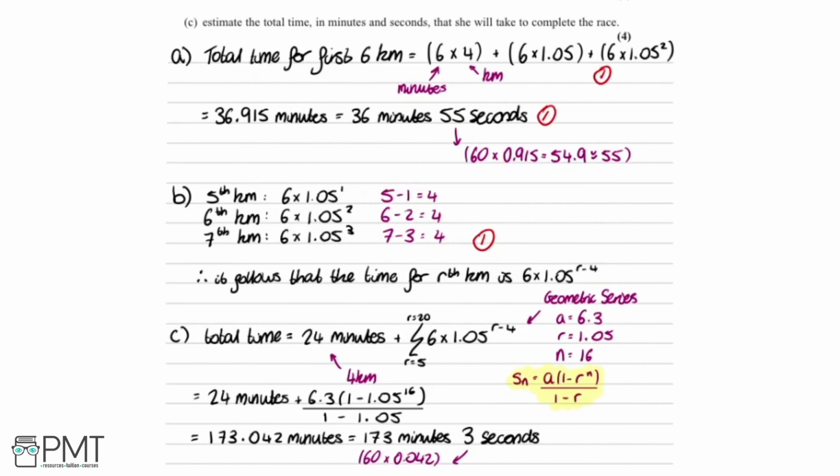And finally, for part C, we get 1 mark for this line here. We get another mark for this part here, so using the correct formula from the formula booklet. And we get another mark here for adding it on to the 24 minutes to get the total time. And we get the 4th and final mark for the correct answer.